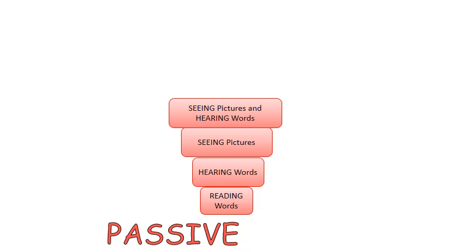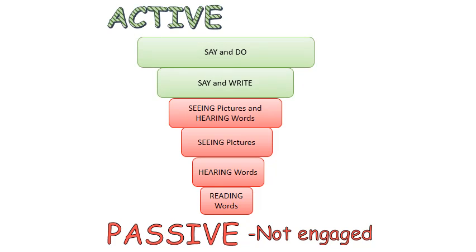We're going to start with passive learning methods. In passive learning, students are not engaged. They are receiving information by reading, hearing, seeing, or by a combination of hearing and seeing. In active learning, students are engaged in saying, writing, and doing things, as well as thinking about the things that they are doing.